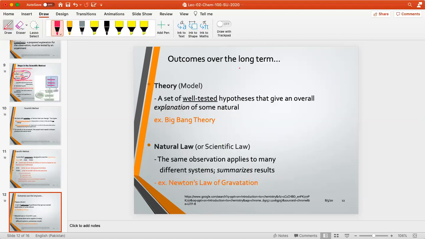Now outcomes over the long term. अब हो सकता है कि what would be the outcomes of your experiments, timely तो वो ठीक है, but for the long term they are not conducive. So what theory हम develop करते हैं, एक model भी करते हैं जिसमें कि क्या होता है theory. What is theory?